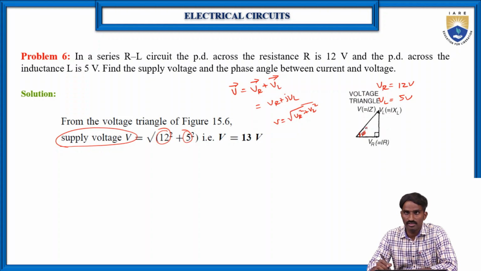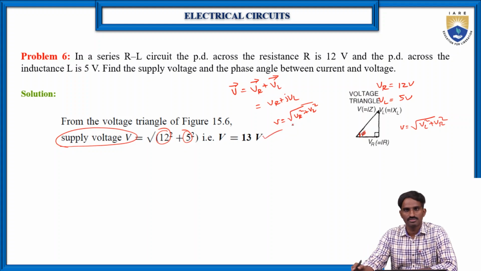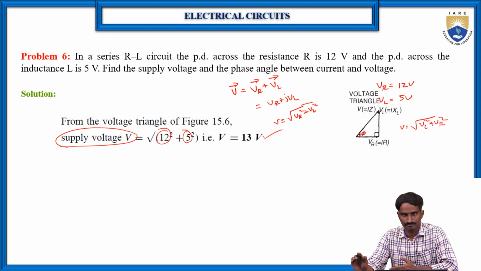From this voltage triangle, as we can also call it, if we represent it in terms of power, then it will be a power triangle, but anyway, here it is a voltage triangle. So from this voltage triangle also, V is equal to the square root of VL squared plus VR squared, right? Substitute the values, then you will get the total supply voltage across the series combination of the RL circuit. Here it is 13 volts.